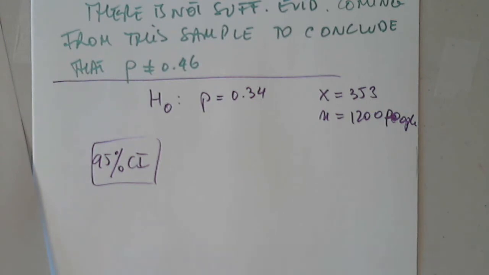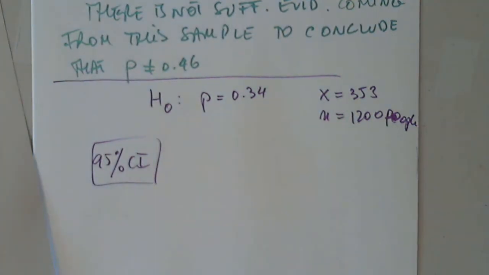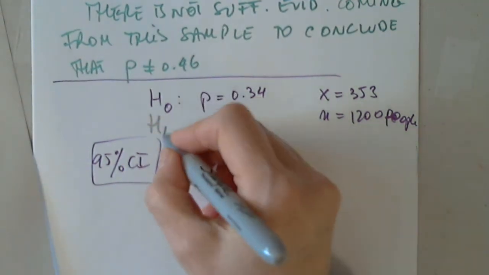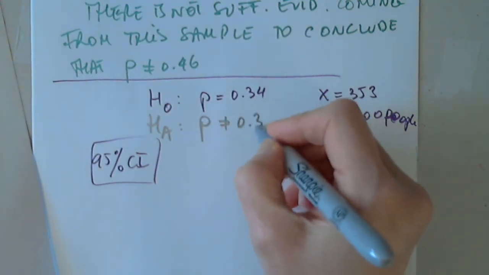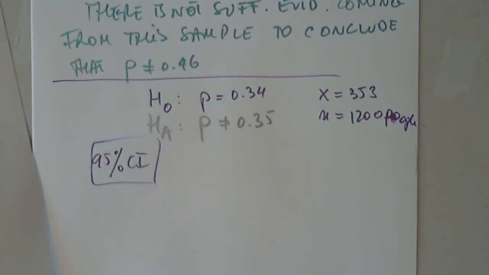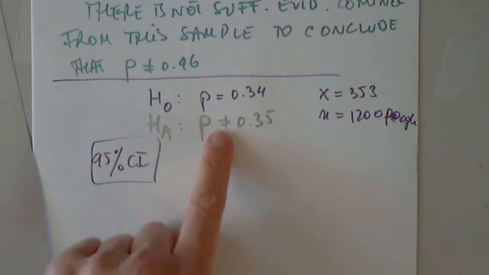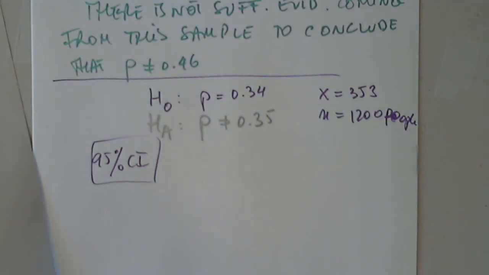So what is the alternative here? It's a two-tailed test? Yes, indeed. It doesn't give us any direction. It just says it has changed. We don't know how it changed. So that's when we can use the confidence interval, when it's a two-tailed test.